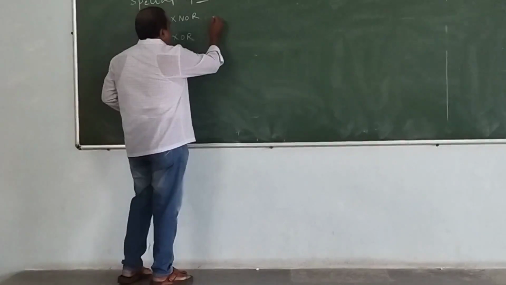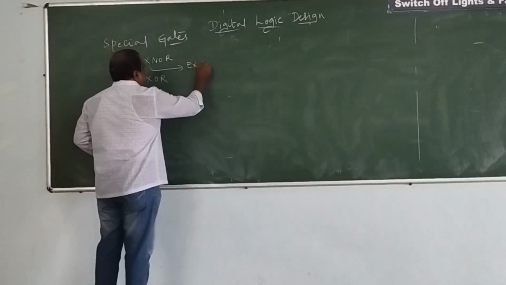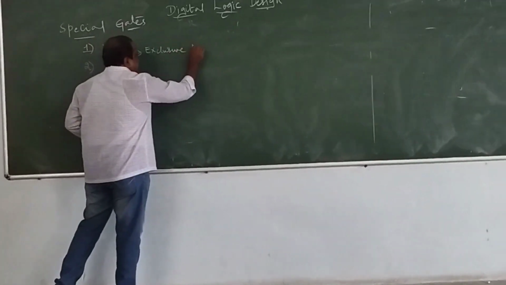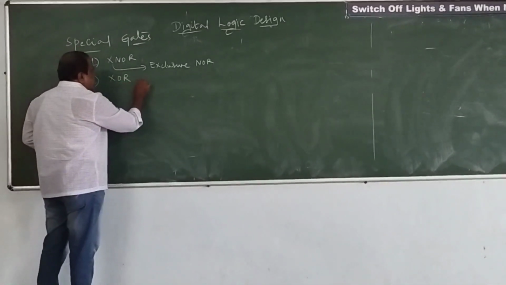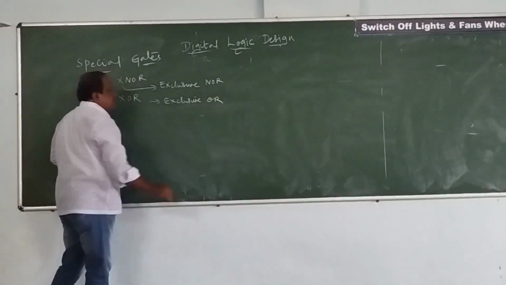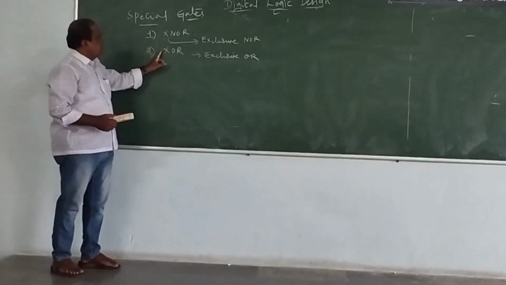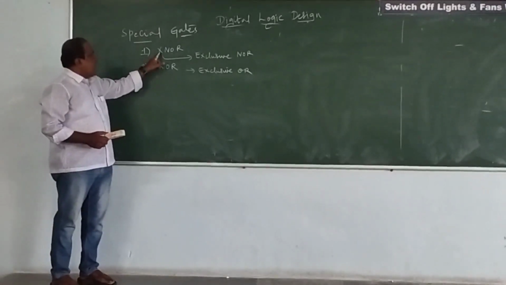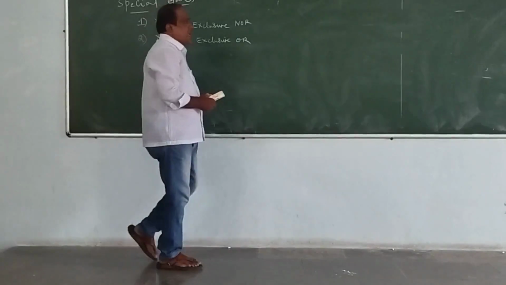Now, X is nothing but exclusive. XNOR is exclusive NOR, you already know what NOR is. And this is called exclusive OR, the XOR gate. Now you can see, students, what the exact difference of these two special gates is. Here we have XNOR and here we have XOR. So what is XOR and what is XNOR?